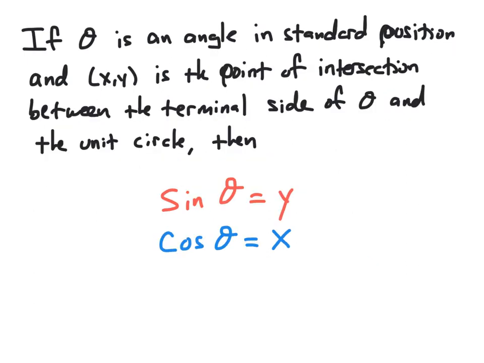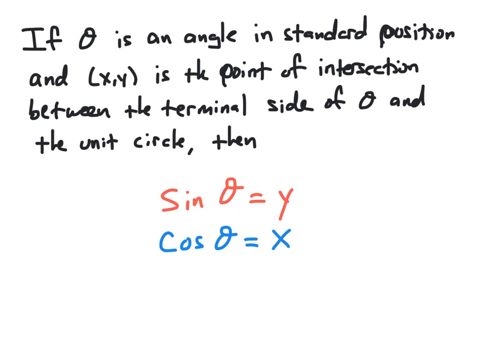And so, in general, if theta is an angle that's in standard position, again meaning the vertex is at the origin and the initial side is along the positive x-axis, and (x, y) is the point of intersection between the terminal side of theta and the unit circle, then sine of theta is going to be the y-coordinate of that point, and the cosine of theta is going to be the x-coordinate of that point. Notice that this is any angle theta. This does not need to be an acute angle.